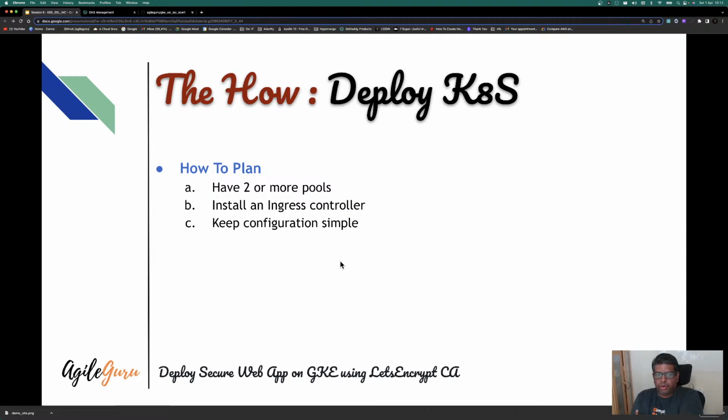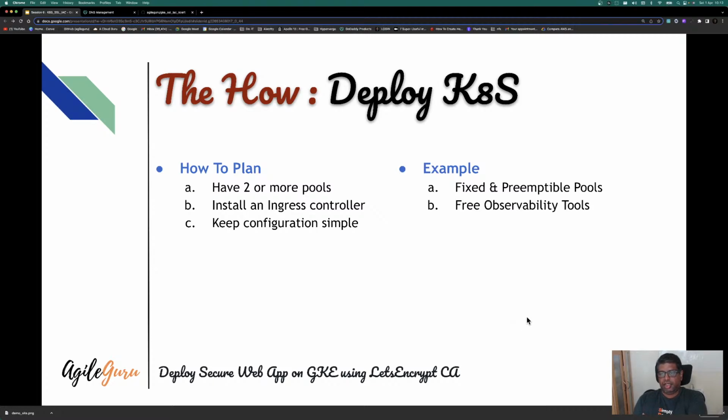And how to plan is keep your configurations very simple. Don't overcomplicate it. Manifests should be very simple. For example, you can have more than one or two fixed or preemptible pools. I'll show them. I'm waiting for it to be provisioned at the minute. I'm clicking on this one and it's being created and I'll show you how it works. And then preemptibles are pools where you can run workloads which are tolerant to failures.